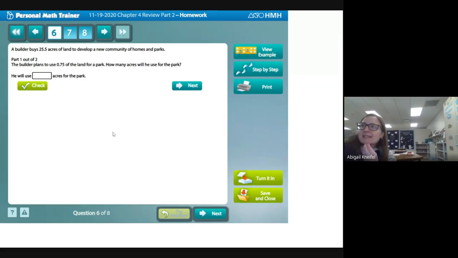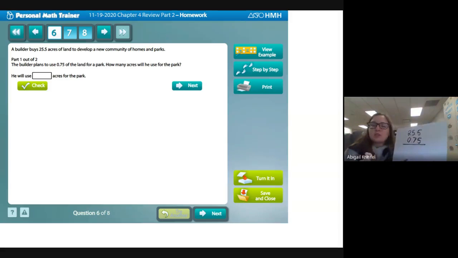Number 6. We ready for this? A builder buys 25.5 acres of land to develop a new community of homes and parks. Part 1 of 2. The builder plans to use 0.75 of the land for a park. How many acres will he use for the park? Okay, so what do we do? We take the entire amount times 0.75.